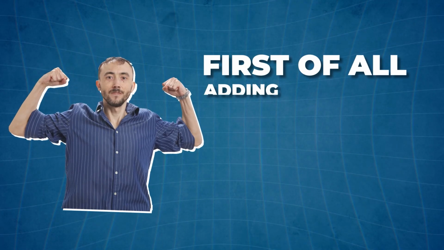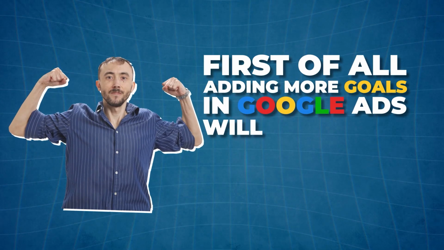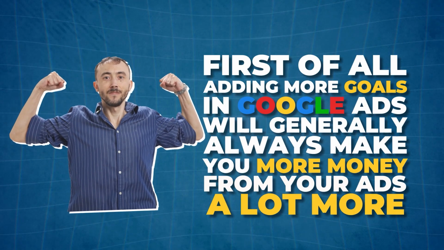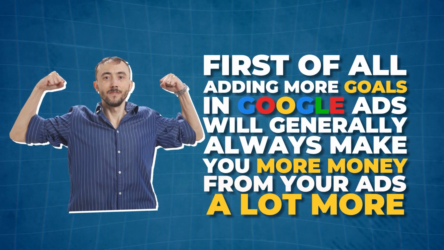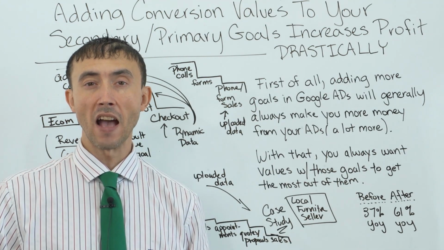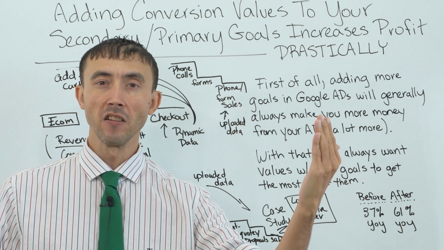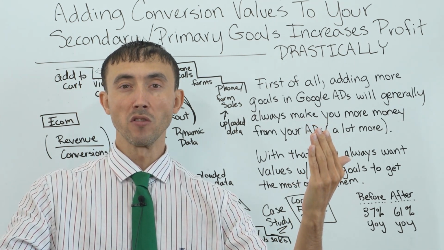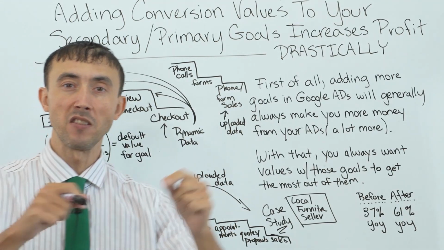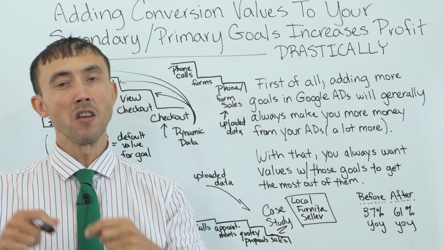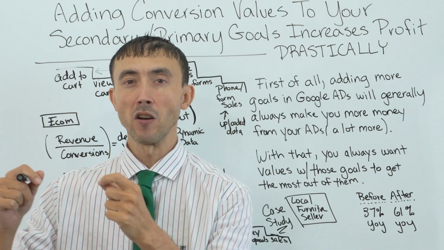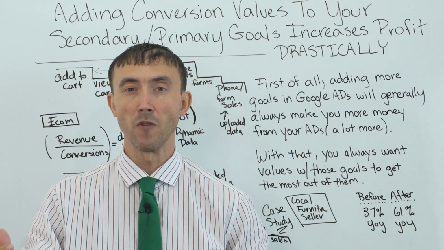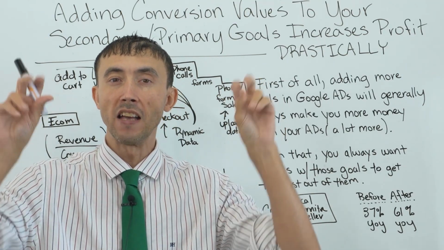First of all, adding more goals in Google Ads will generally always make you more money from your ads, a lot more. So there's always two ways to make more money from your Google Ads spend. When it comes to tracking, you can get better quality data and you can get more data. You can get more data by having more conversion goals that track not just the purchases, but every step leading up to a purchase. You can get better quality data by having better quality tracking, namely server-side tracking that's going to get you 20 to 30% more conversion data compared to what they call client-side tracking.